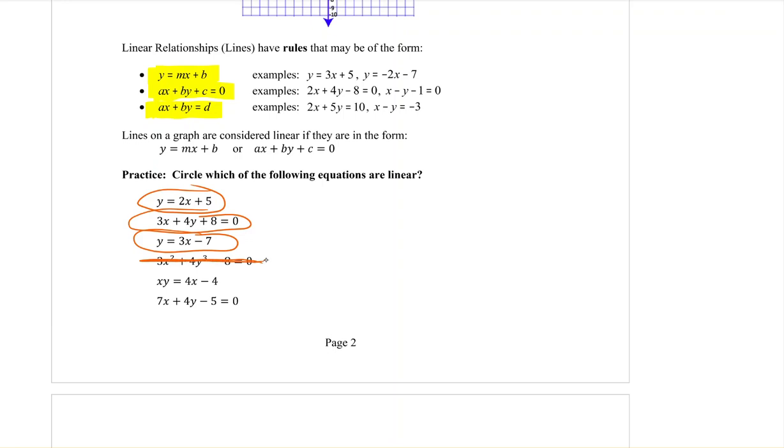What about the next one? xy equals 4x minus 4. Yes. Ooh, I technically did yes, no. Because we can't multiply the x and the y together. It should be an x and a y separately. Okay, I didn't mention that before. So no, that one can't be either. 7x plus 4y minus 5 equals 0. Yes. Normal x, normal y terms.